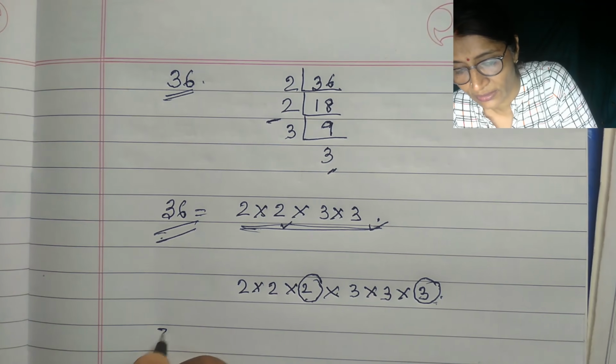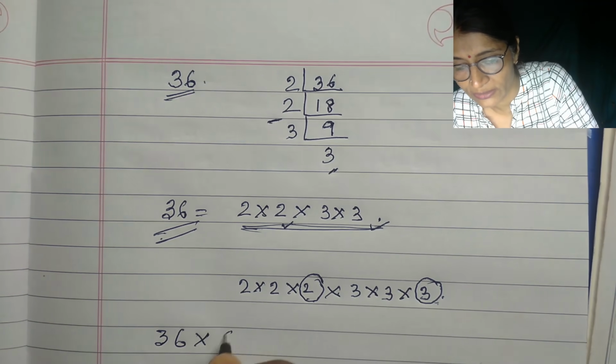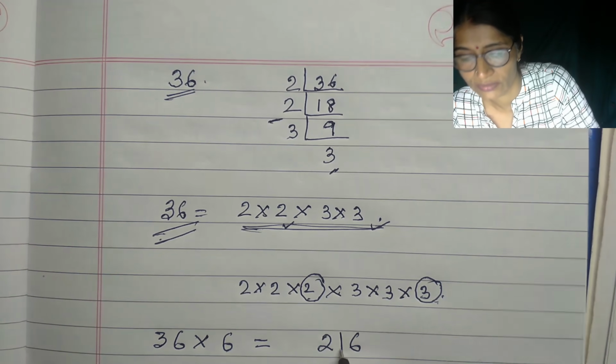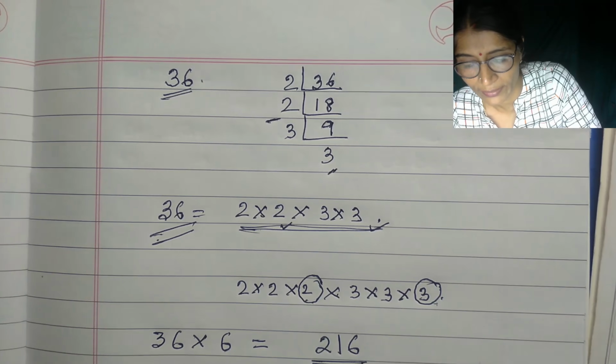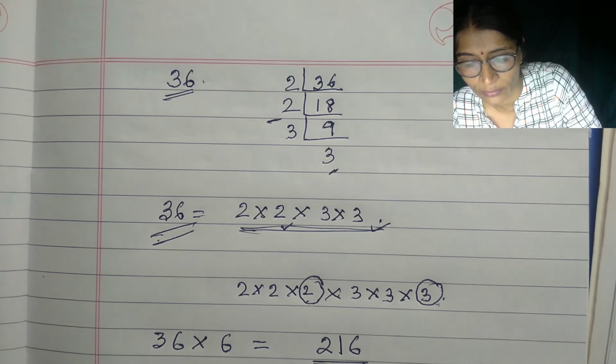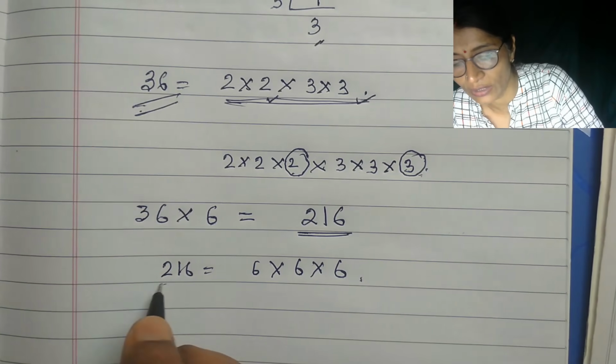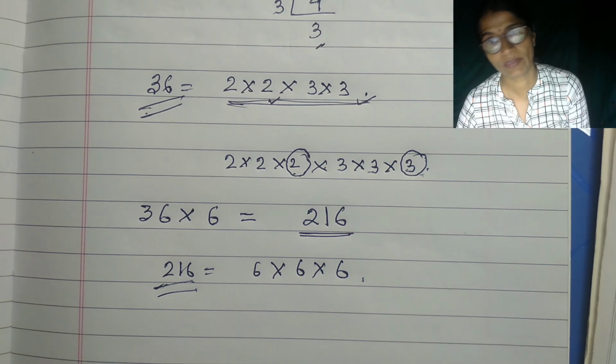Let's see, 36 multiplied by 6, then I will get 216. And I know that 216 is equal to 6 into 6 into 6. So now this 216 is a perfect cube.